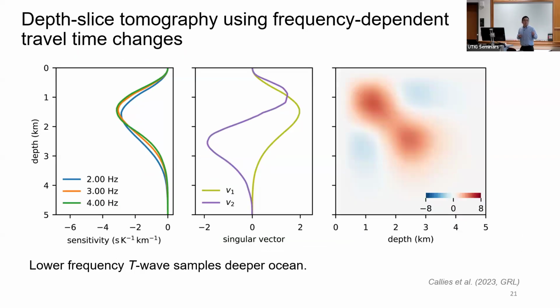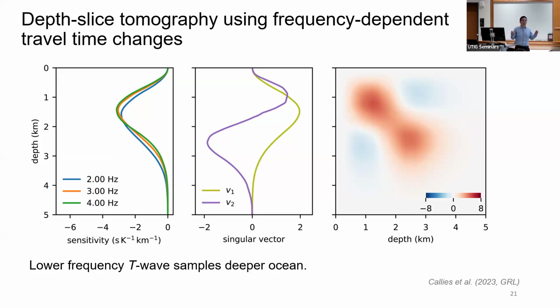However, previously we talked about using one frequency band result. If we use multiple frequencies and measure the travel time change, that can give us the depth distribution, the depth spatial distribution of the temperature change. If you look at this figure, these are the kernels for different frequencies. We have 3 frequencies here. The low frequency samples deeper ocean. And if we use these 3 frequencies, we can resolve the depth distribution.